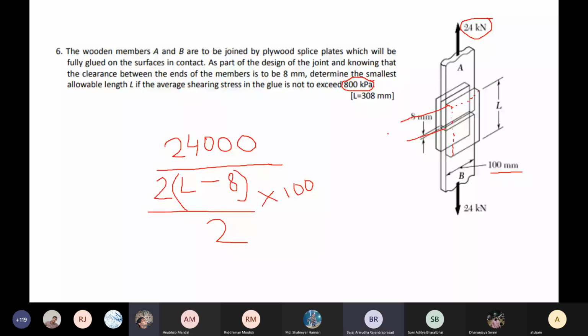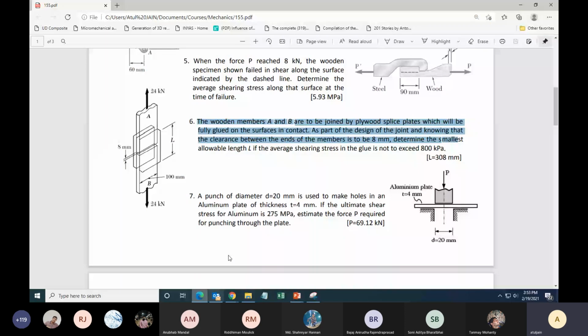Okay, so got it. So why you did into 2 by 2? By 2 because I'm looking at only half of the shear surface. Let us only look at the shear surface between A and the block. 2 because it is on both the sides. Okay. 7, I think all of you can do. Yes, we have solved a very similar problem in the videos that I shared.